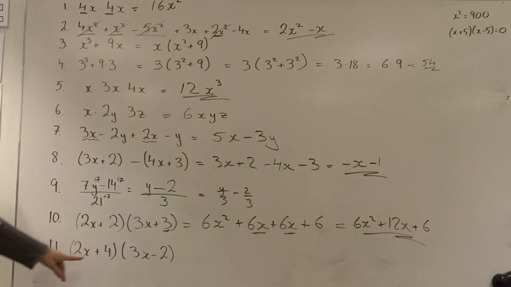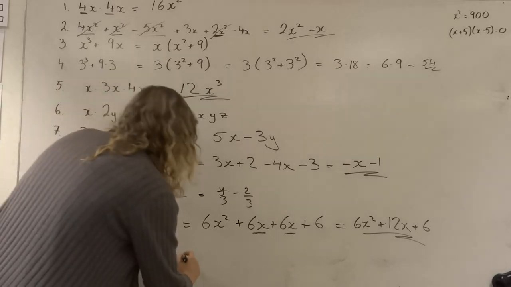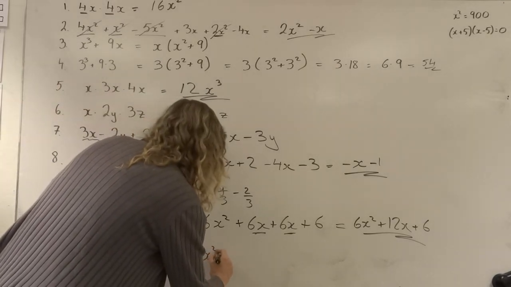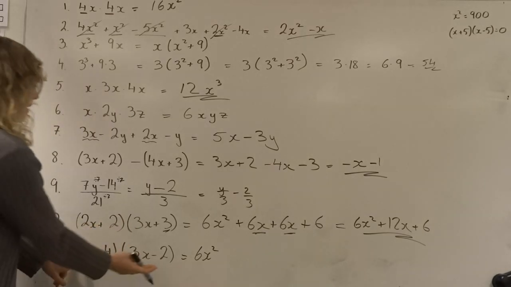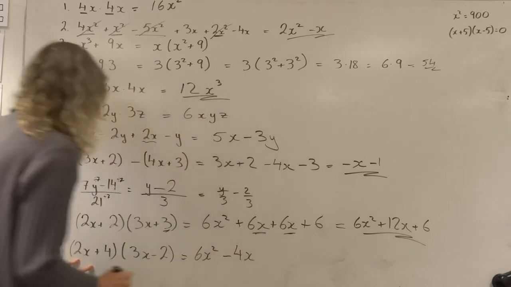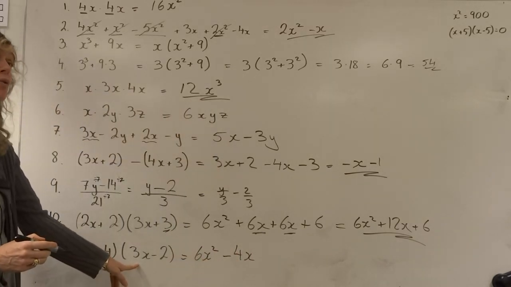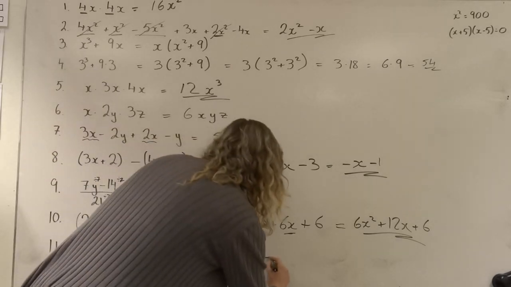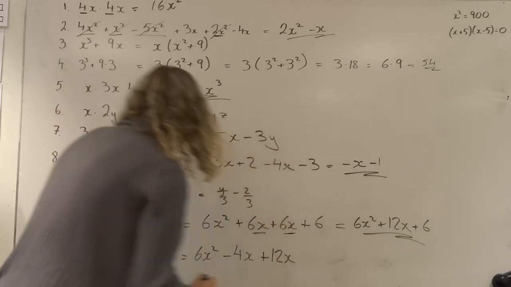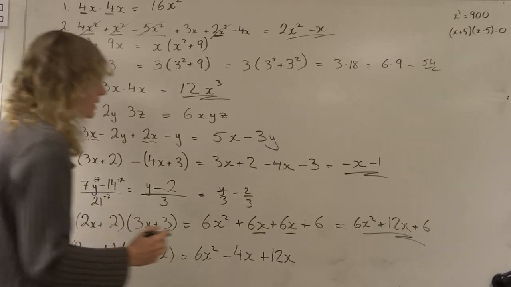Then we have one here, but with some negative numbers as well, just to make sure that you remember how to multiply positive and negative numbers. 2x times 3x is 6x squared again. 2x times minus 2 will give us minus 4x. Plus 4 times 3x will give us 4 3s are 12, 12x. And then we finish off with plus 4 times minus 2 giving us minus 8.